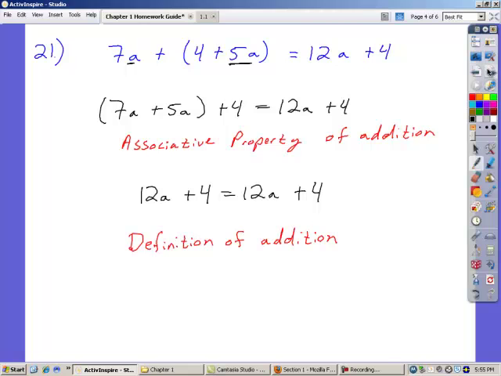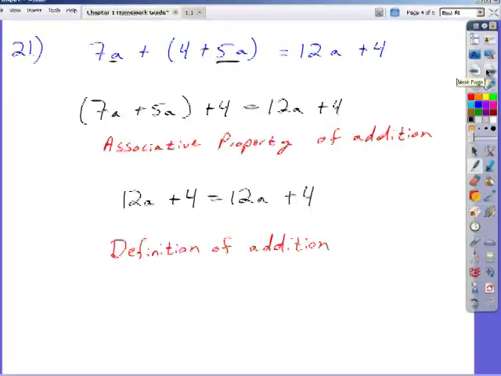Okay, so there's 21 in that problem set. Those are going to be difficult, but if you have questions, make sure you bring them into class, okay?